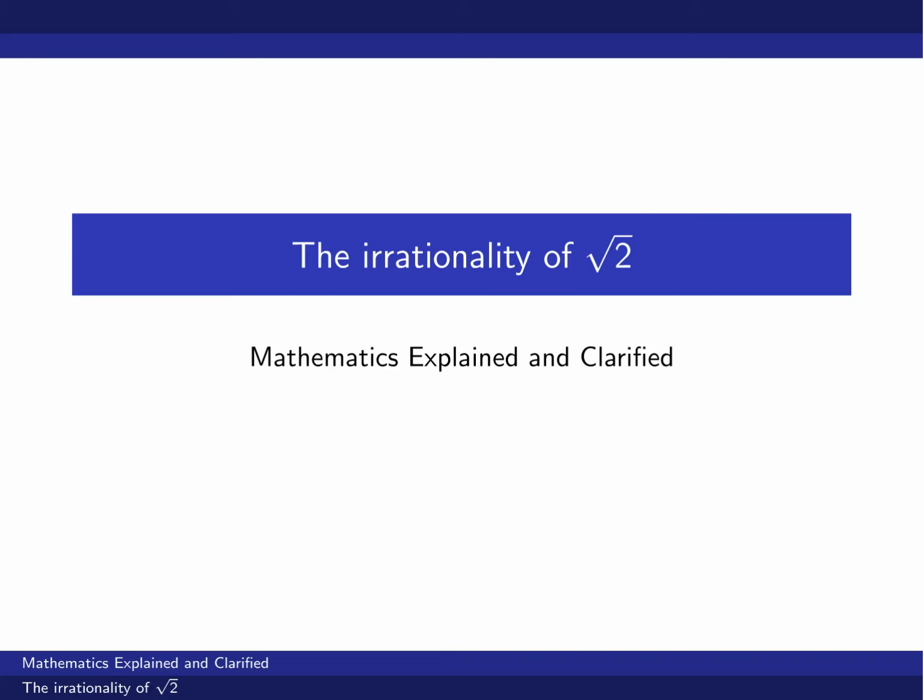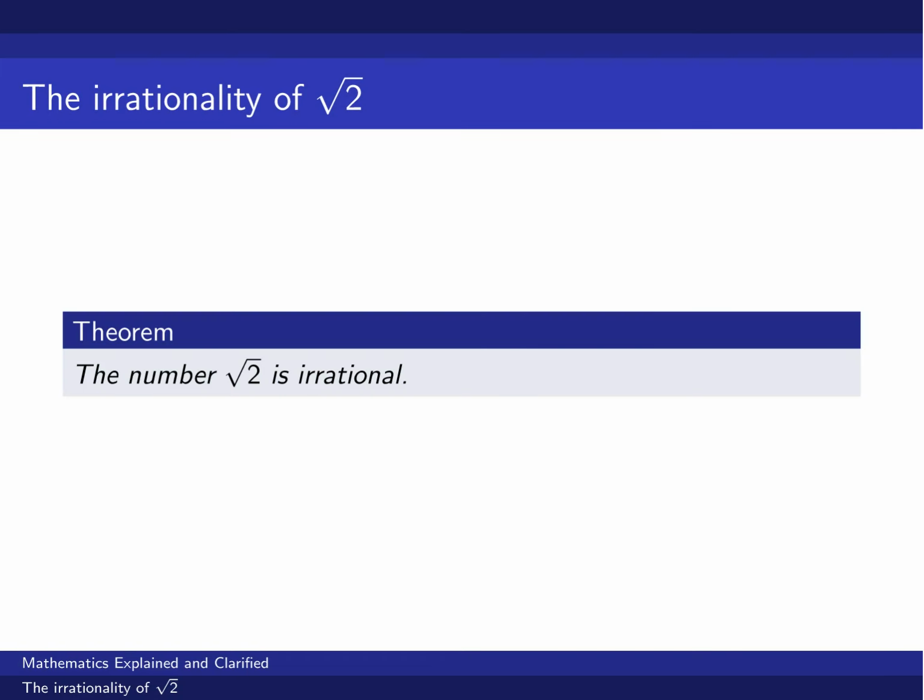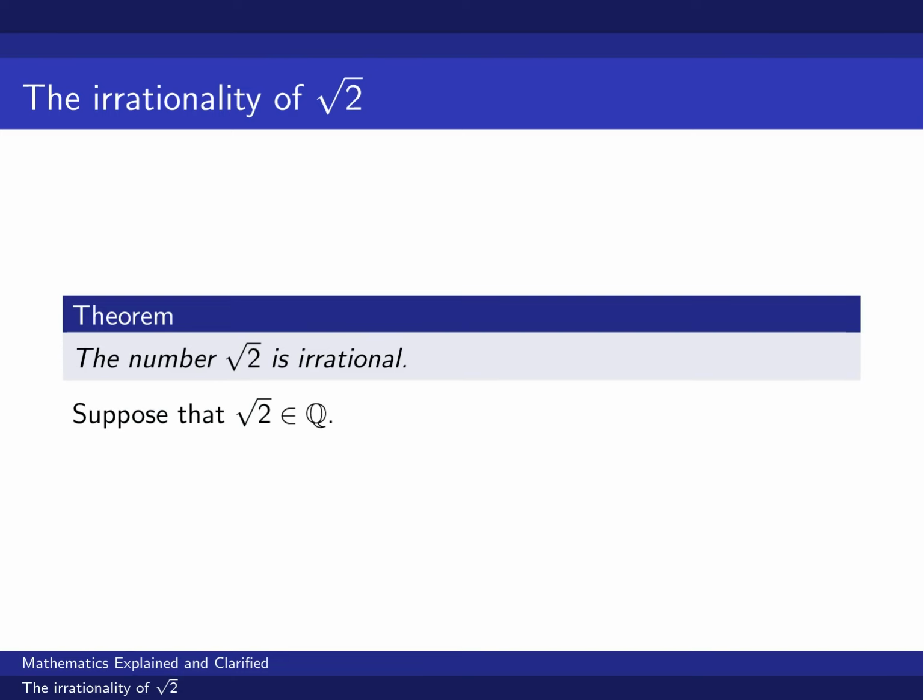Hello everyone, and today I'm going to prove the irrationality of the square root of 2. So we have the theorem that the square root of 2 is irrational. We are going to prove it by contradiction. So we suppose that the statement is not true and that the square root of 2 is rational.